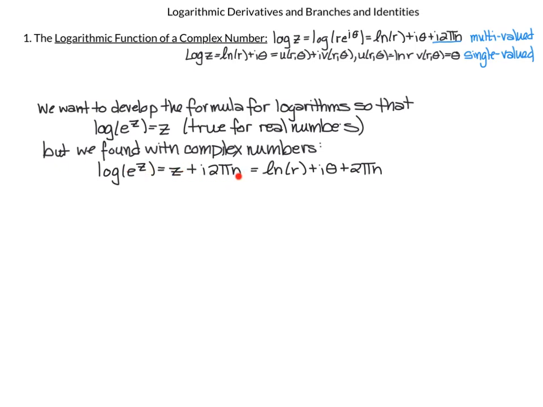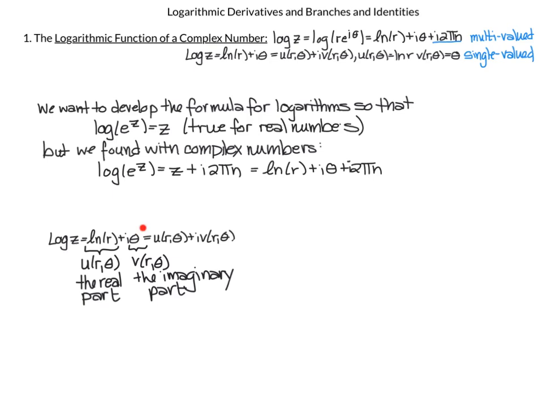Another form of this equation, which we saw in the last video, is natural log of r plus i times theta plus 2 pi n. This is the form that we normally use when we write our solution for log, which is why it's the one written up here. This is multi-valued, and in order to make it a single-valued function, which is important when we want to take derivatives, we set n equal to 0, and we get this principal log value right here, which is equal to natural log of r plus i theta.